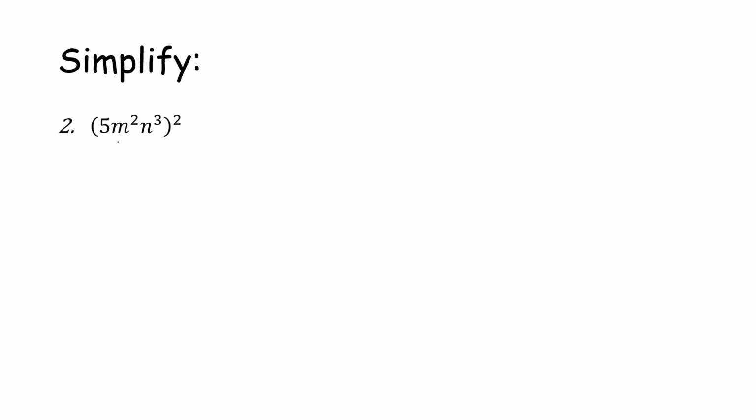Example 2. Here we have 5m squared n raised to power 3, all raised to power 5. Now, a quick reminder of what we used to do in junior school. If you have x squared, it means x times x. So if I write this, it's the same thing as 5m squared n raised to power 3 times 5m squared n raised to power 3. That is the meaning of what you just have there. So law of indices is just making us work faster.